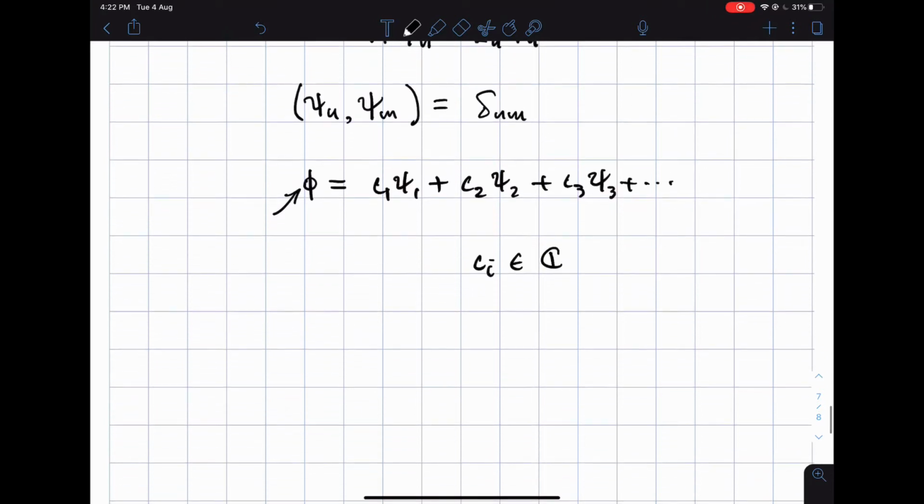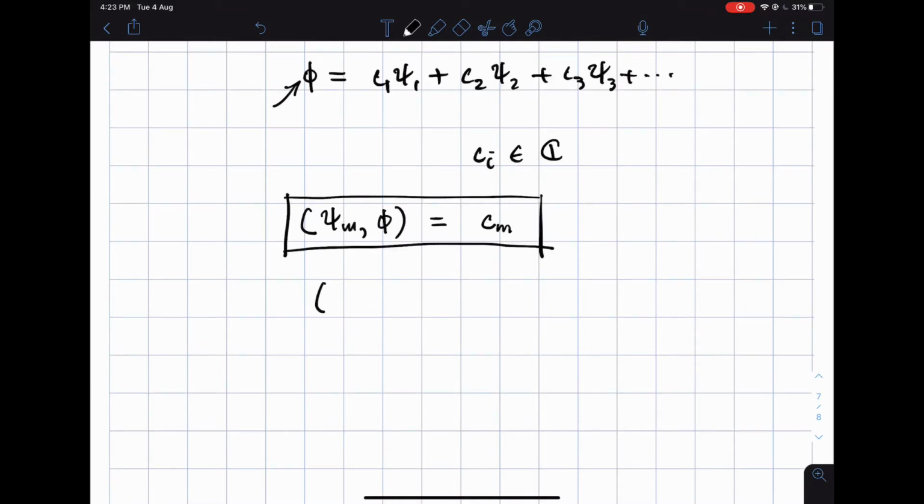We can always do that, of course. So then, what I want to show is that the inner product between one of the eigenfunctions and the state phi is the coefficient Cm. How do we show this? We write phi as a linear combination from 1 to infinity of Ci psi i. So this is the left-hand side of this equation.